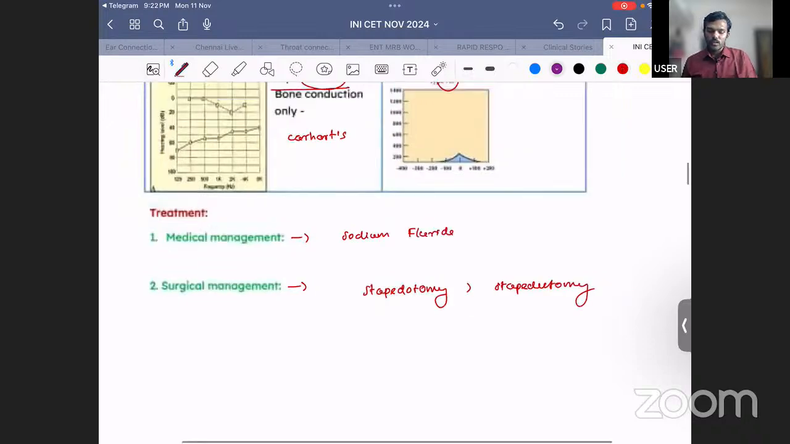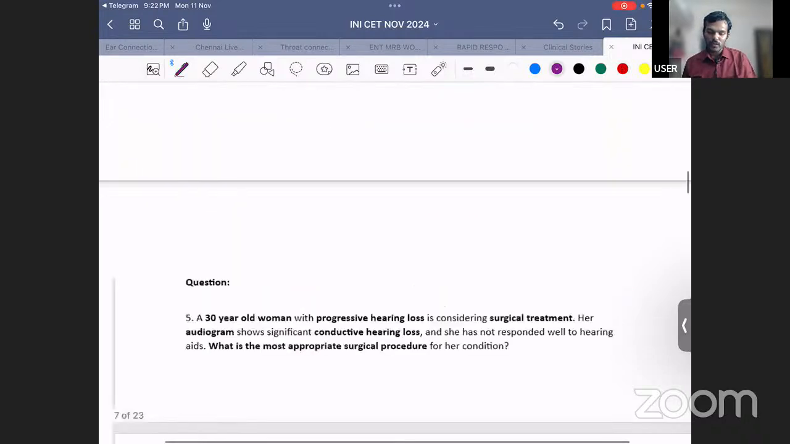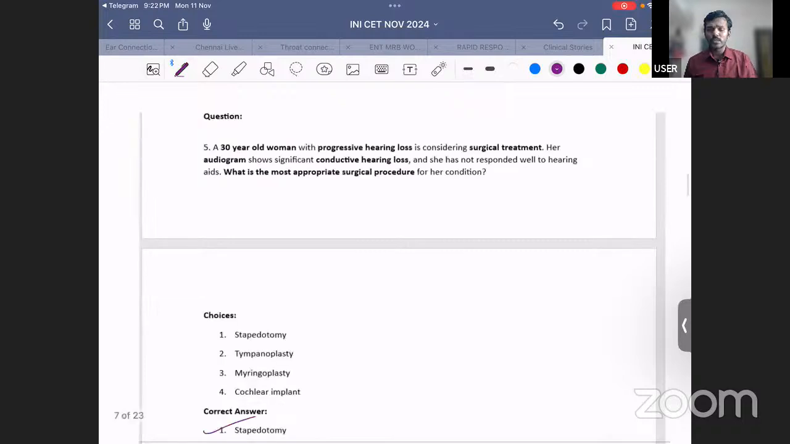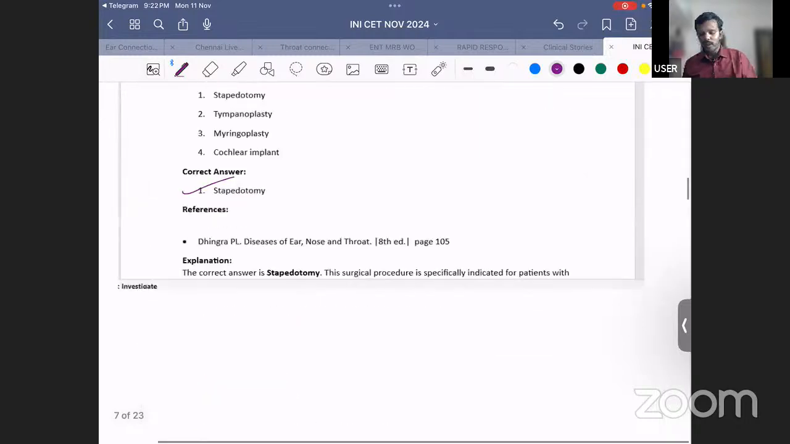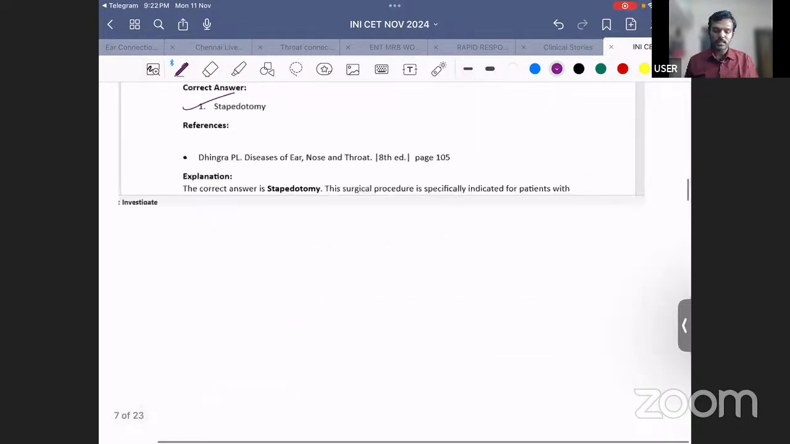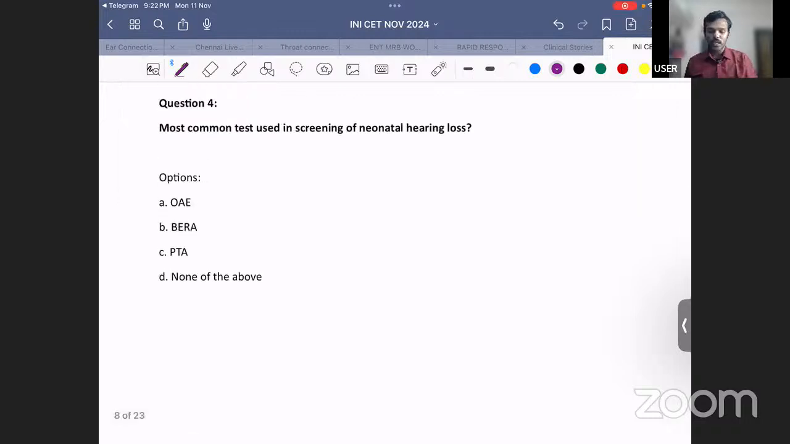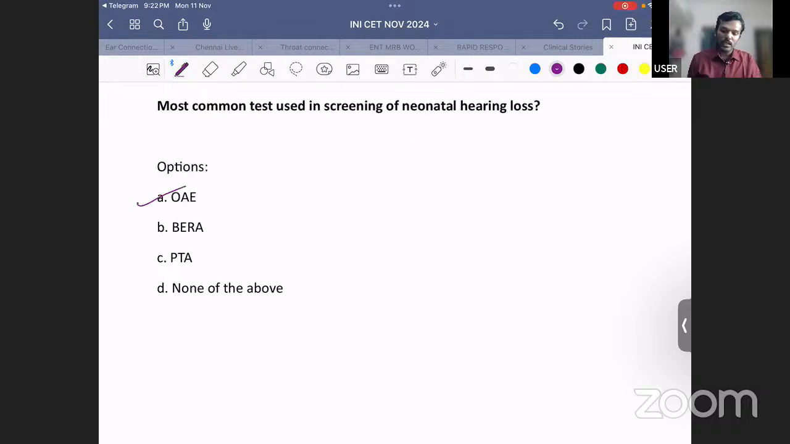Okay, fine. Here is a screenshot from our question bank which shows stapedectomy as the correct answer for the surgical procedure for otosclerosis. So that shows we are very coherent with the questions that have been asked. The most common test used in screening of neonatal hearing loss? A cakewalk question: compared to BERA, OAE is the screening test of choice.